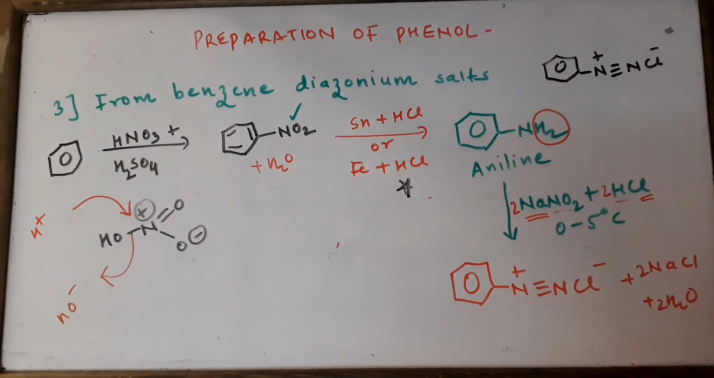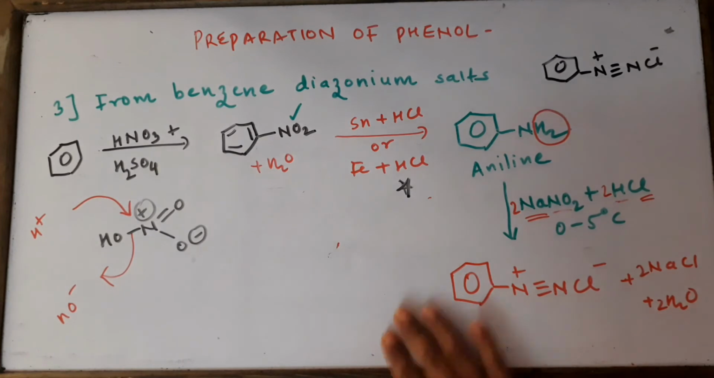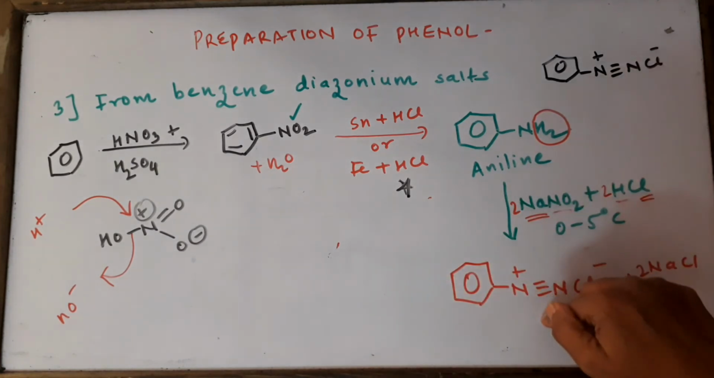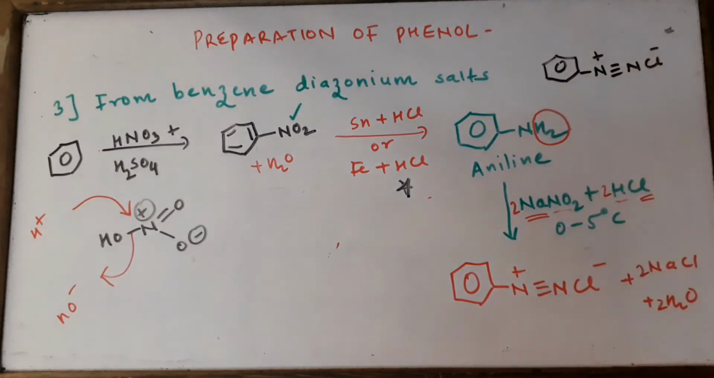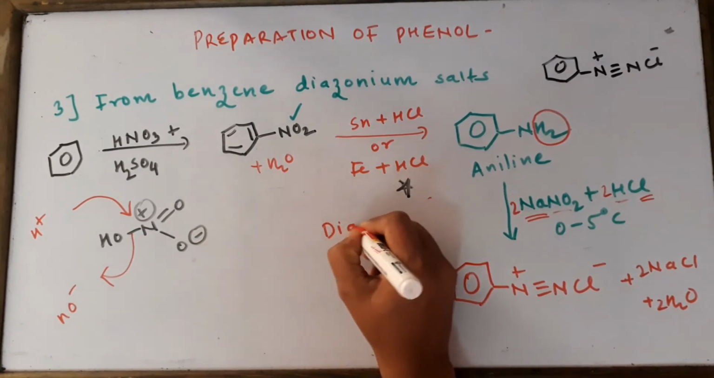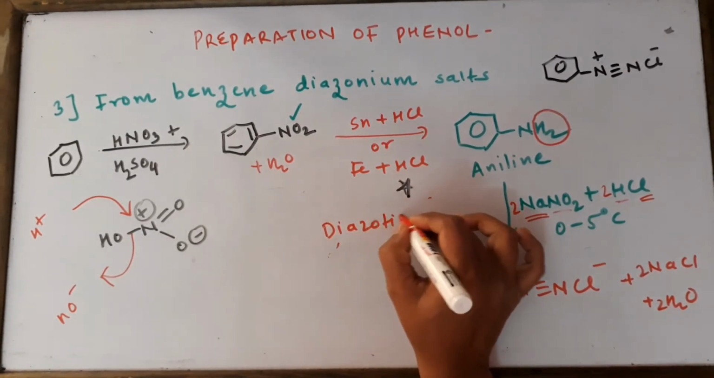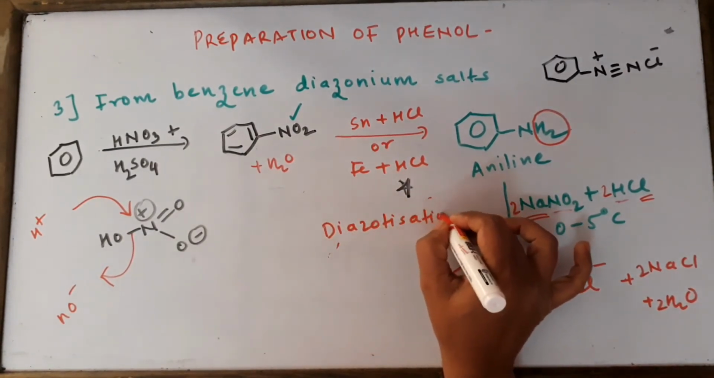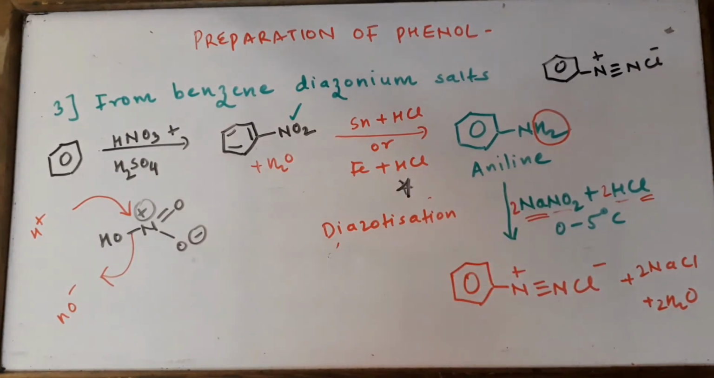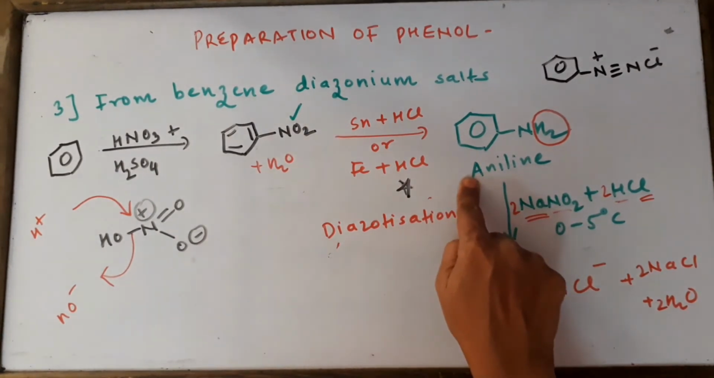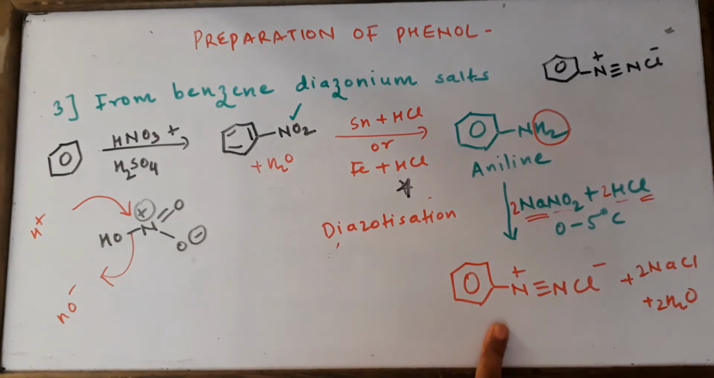Now in organic chemistry, nobody is going to check the balancing in the board exam, but definitely for inorganic chemistry, balancing is required. Now let me tell you, this step from aniline to diazonium chloride is called diazotization. So short notes on diazotization can be asked in the board exam. What is diazotization? The conversion of primary aromatic amines into benzene diazonium salts is called diazotization.